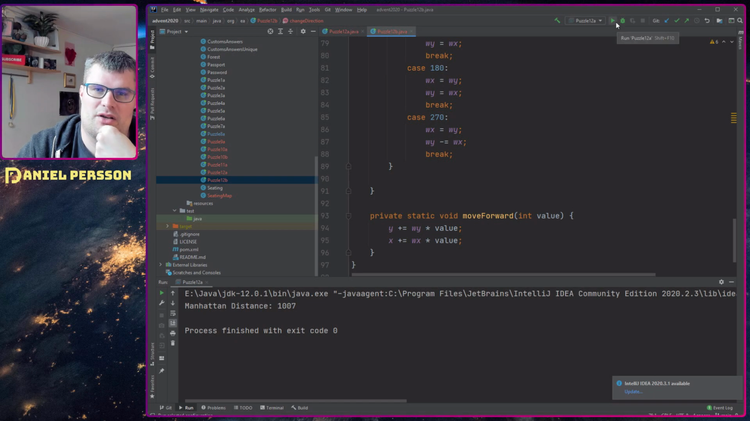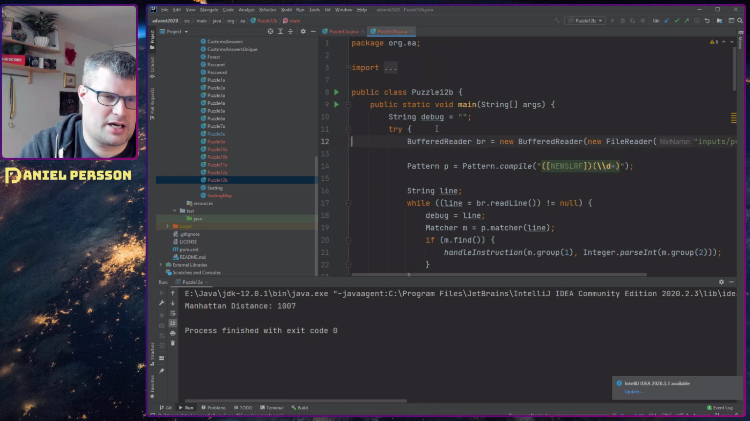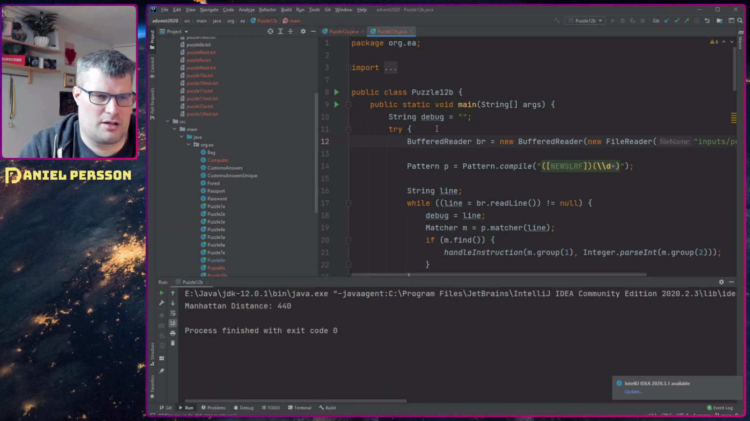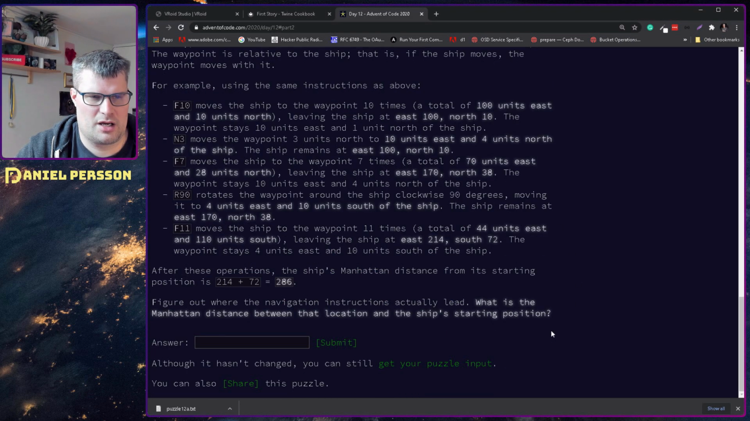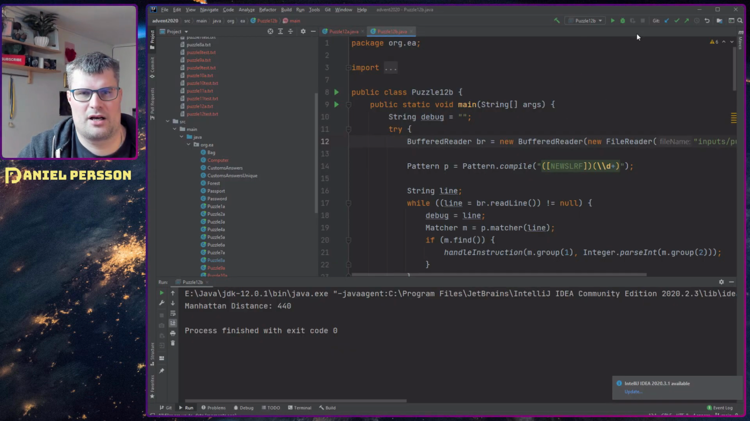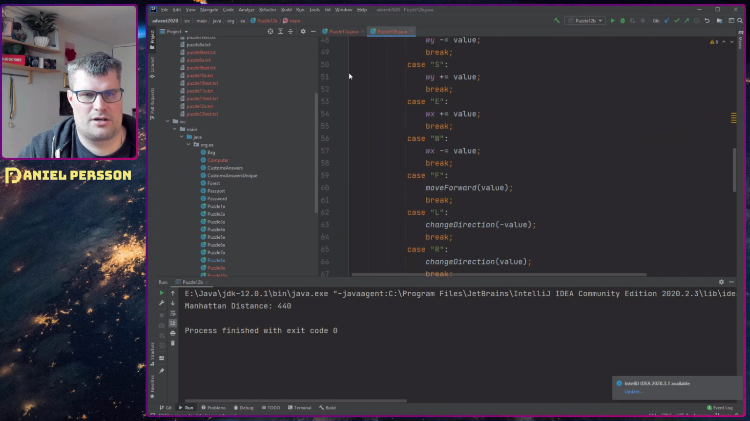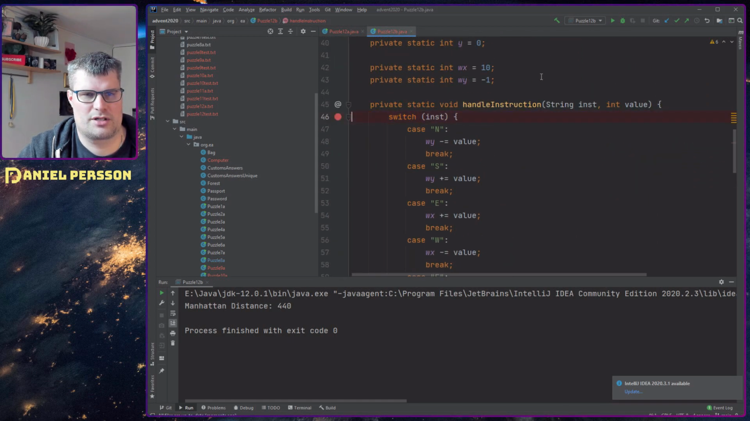So let's try this out and see what we get. 440. And they thought it was much less than that. So that doesn't really work. So let's see here how we did. So let's start by handling this instruction here.